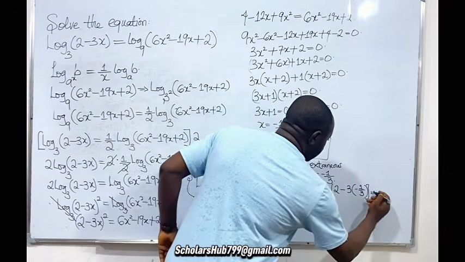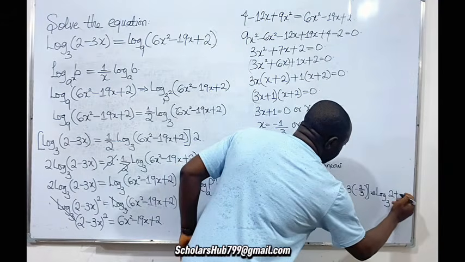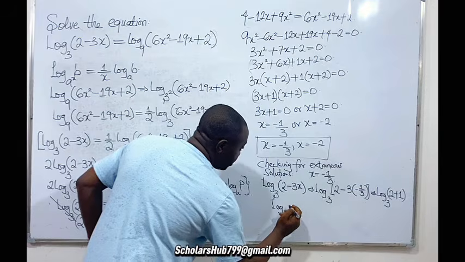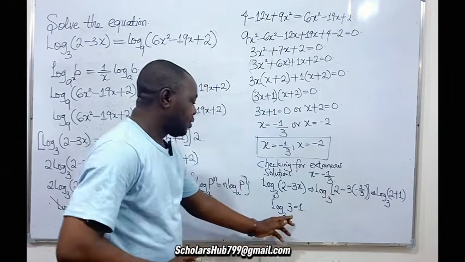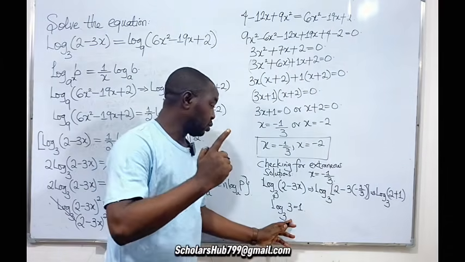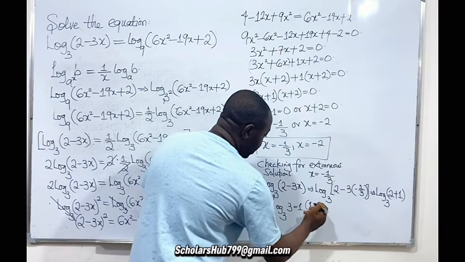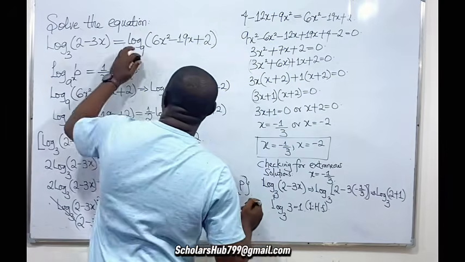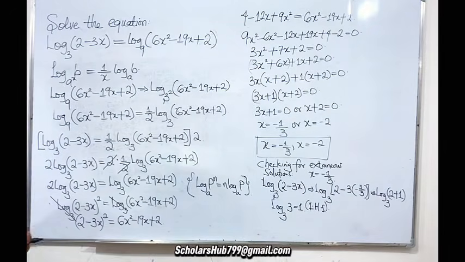So this will be log base 3 of 2 plus 1. And this is log base 3 of 3, which will be equal to 1. So we have here that the argument is 1. Now this is the left hand side. Now let's check if the argument will be positive on the right hand side.